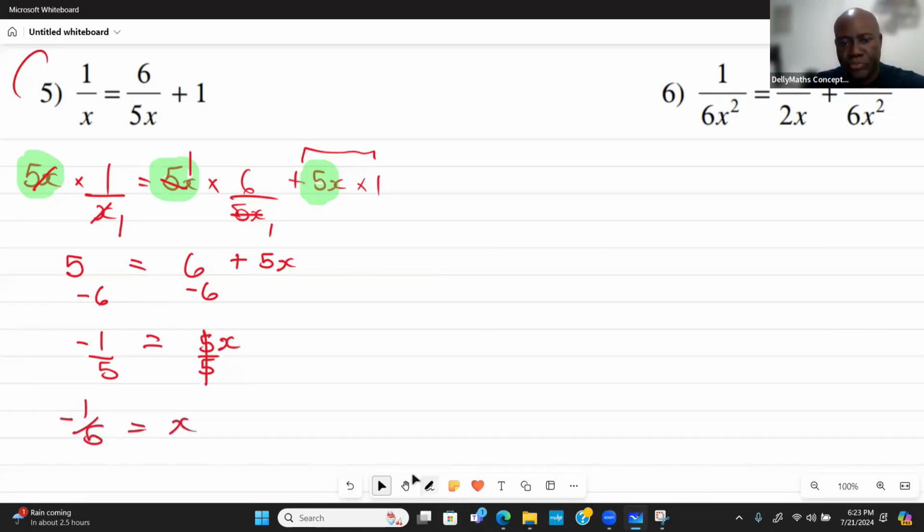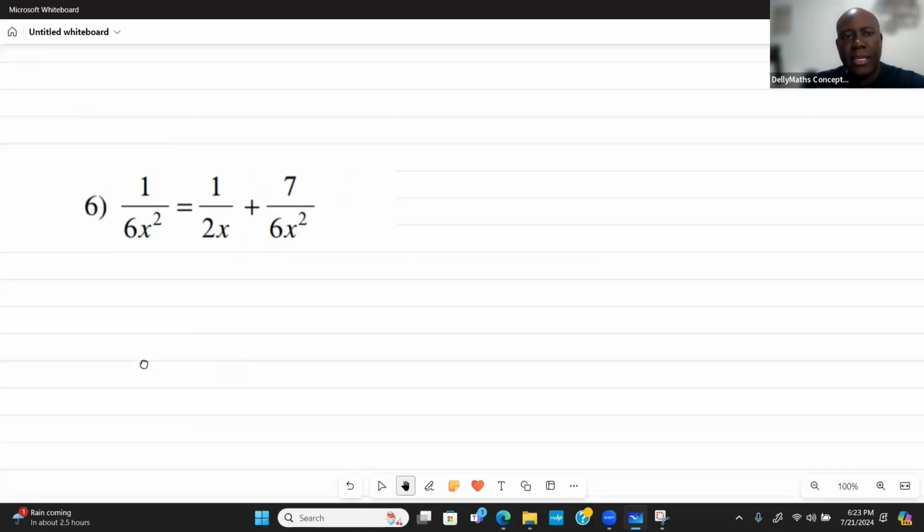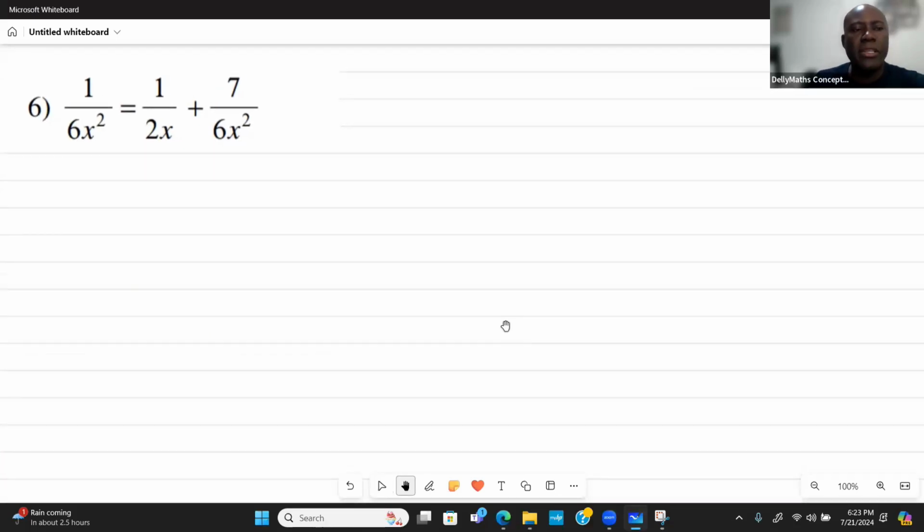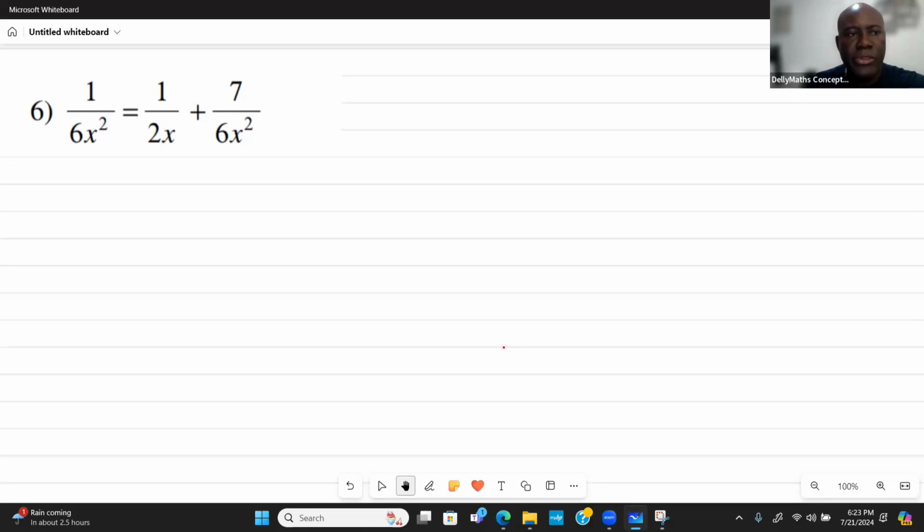Let's do the last one. Right? So lastly, I'm going to do this. So for this one, we're observing that our denominators are as follows: 6x squared, 2x, and 6x squared. Now, I do need a term such that 6x squared and 2x can go into without a remainder. 6x squared is going to be my term.